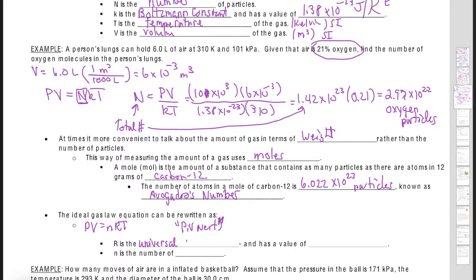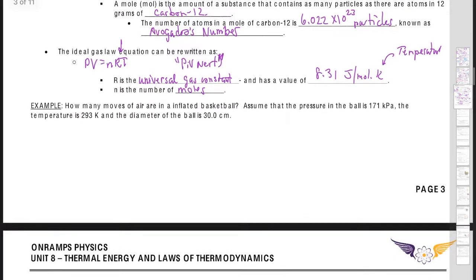So the universal gas constant is the capital R, and has a value of 8.31 joules per mole times Kelvin. So again, there you see your temperature in Kelvin. The reason why you do have to convert is because the T in both these equations is not a change in temperature, but a temperature. And lowercase n is the number of moles.